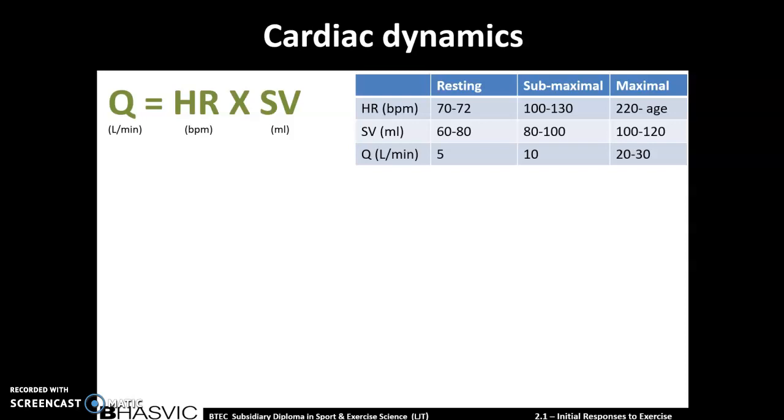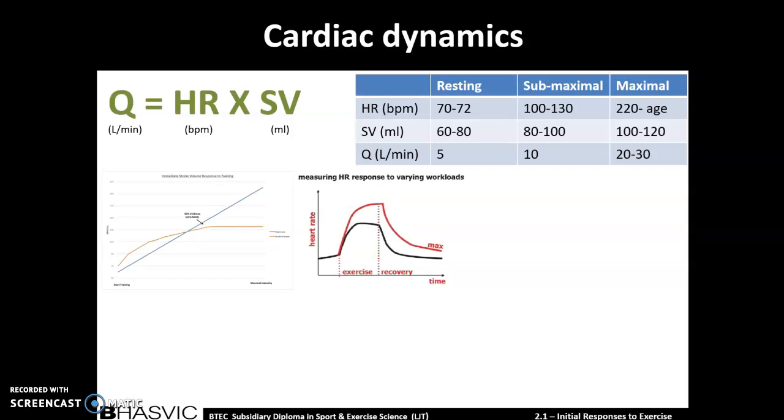Now in maximal exercise, your approximate maximum heart rate is 220 minus your age. So for a 20-year-old, that would be 220 minus 20, meaning that their maximum heart rate would be 200 beats per minute. Stroke volume is approximately 100 to 120 millilitres, and that then gives a cardiac output of approximately 20 to 30 litres per minute.